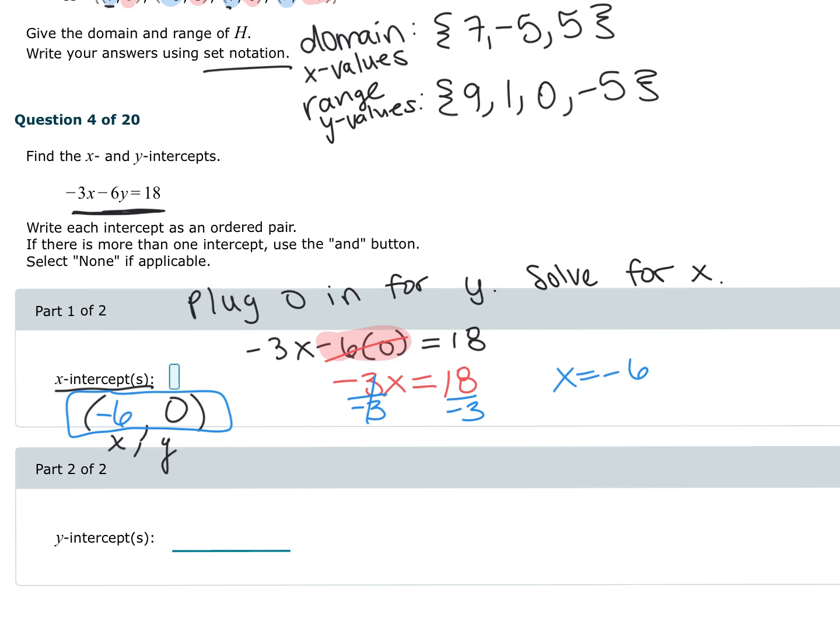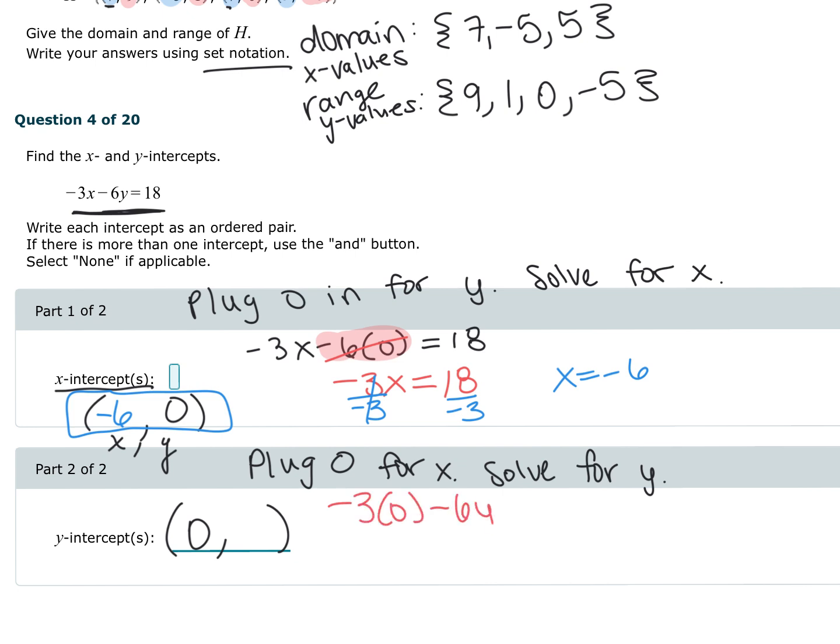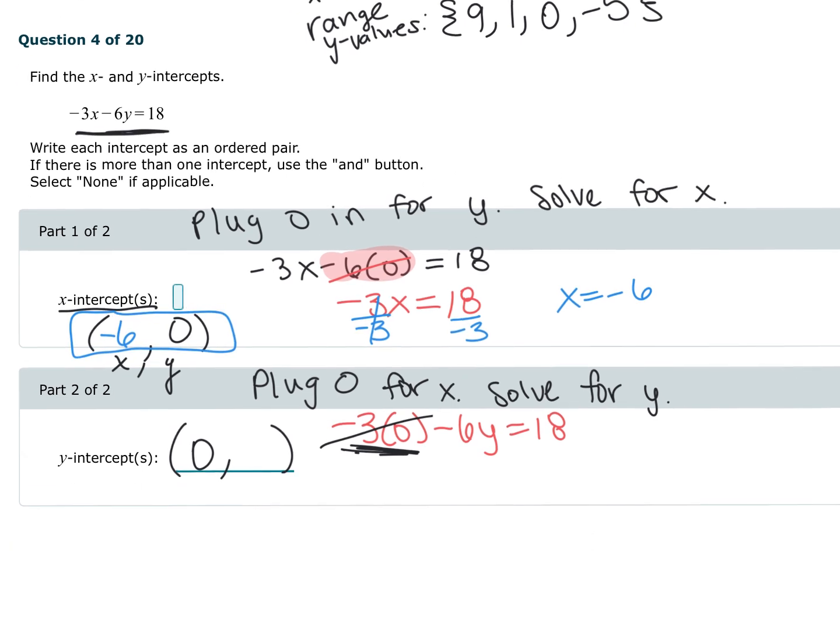Now for the y-intercept, we do something similar, but instead we plug in 0 for x, and then we solve for y. Since we're plugging 0 in for x, we're going to have 0, something. So I have -3 times 0 minus 6y equals 18. Anything times 0 is 0, so in a sense that goes away. I'm really just left with negative 6y is equal to 18, but it's negative 6 times y. So I divide both sides by negative 6, and I get y equals negative 3. And so my y-intercept is 0, comma, negative 3.